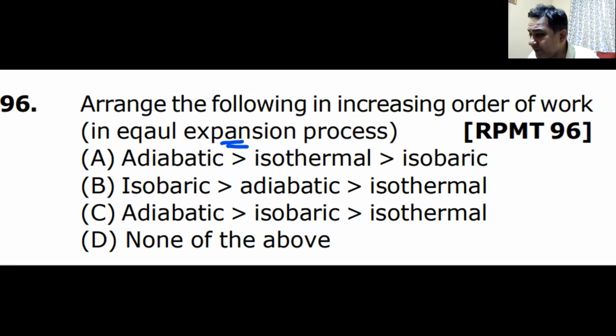Do we have the answers, my dear friend? Well, if you don't remember, the answer is D, none of the above. Most of the work is done in isobaric, then isothermal, then adiabatic. In compression, it is the opposite: adiabatic is more, then isothermal, then isobaric. You don't remember it, so you get -5 for this.